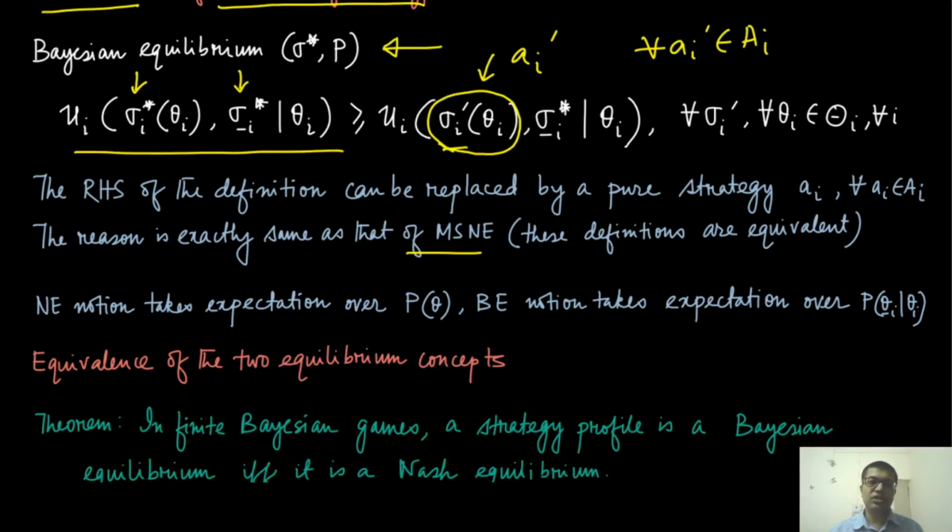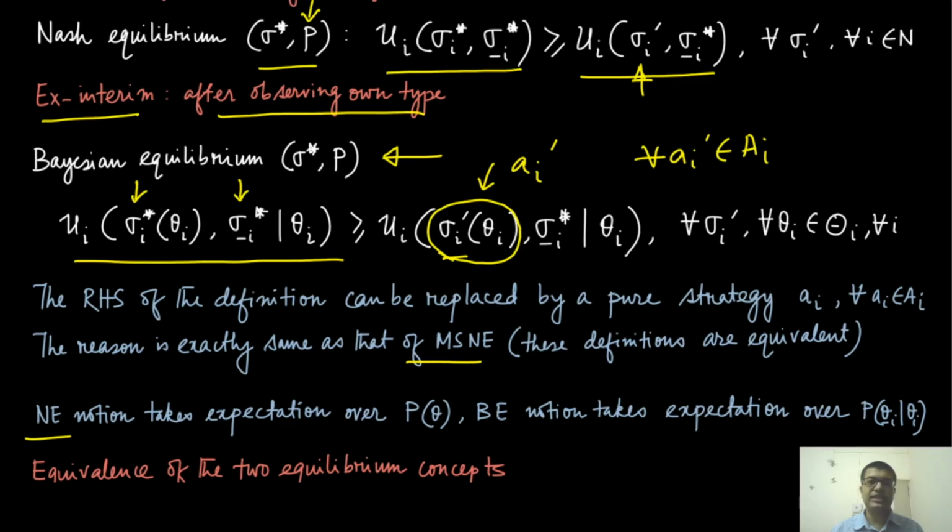Now, the thing that we should notice is that the Nash equilibrium concept in this case, the first one, is taking an expectation with respect to p(θ). So even for player i, it is taking the expectation with respect to its own type because it has not observed its type yet. While for the Bayesian equilibrium, it observes its own type, and then it takes the conditional probability over θ_-i given θ_i, and then takes this expectation.